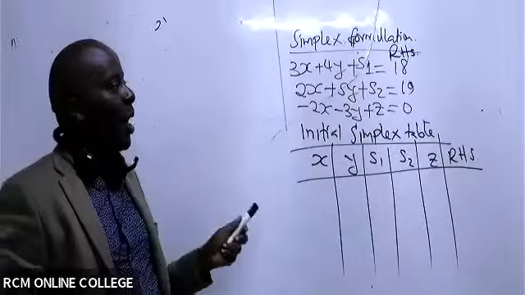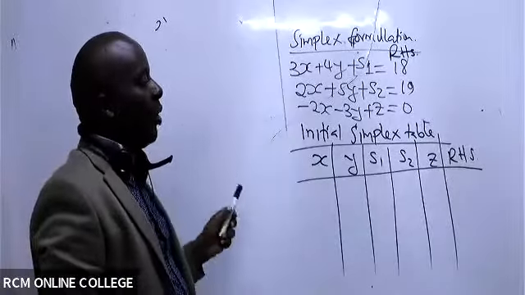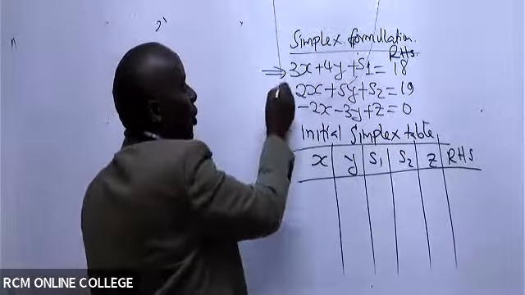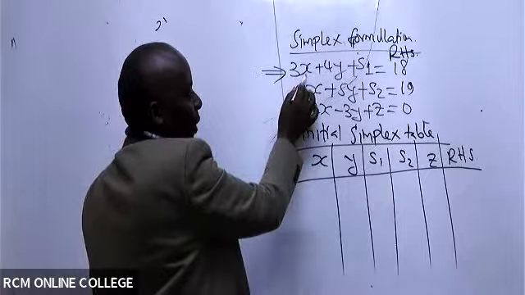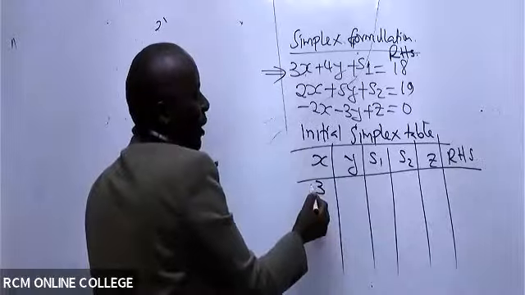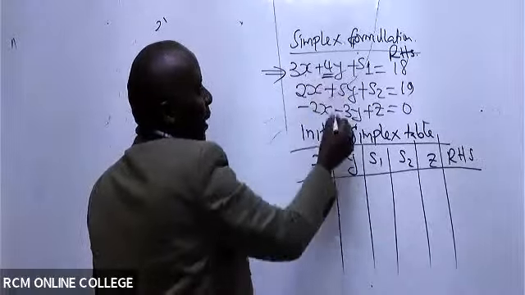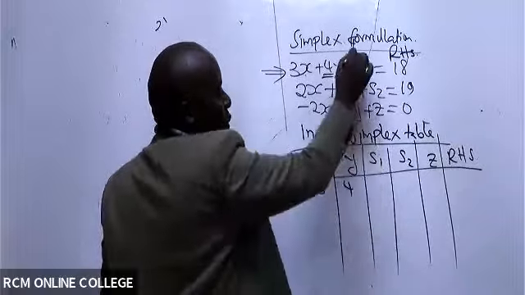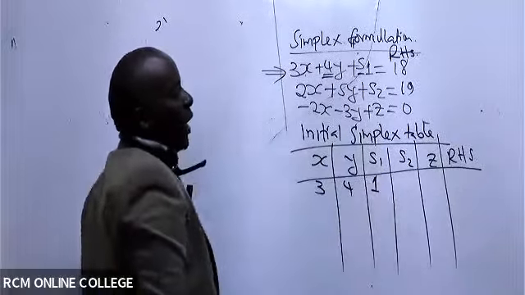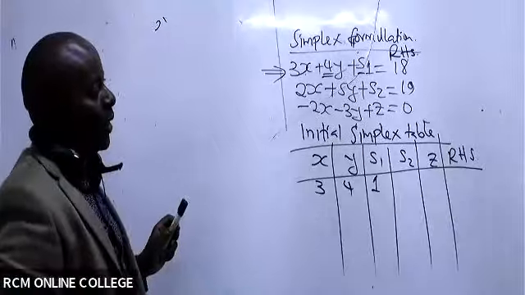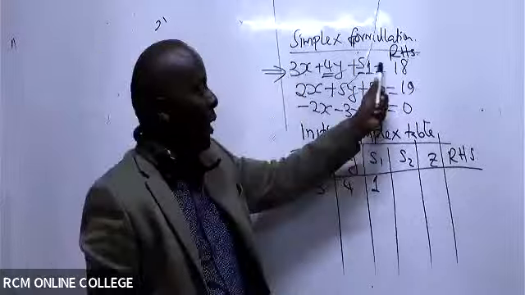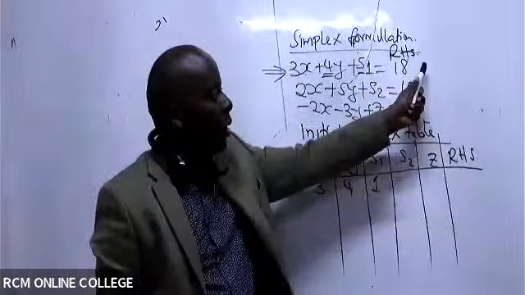So let's do these particular numbers, all of us at once. We start with the first equation. The number before x is 3. The number before y is 4. The number before s1 is 1. So here we have 1 like that. And then, if you look at this equation, there is no s2 at all.